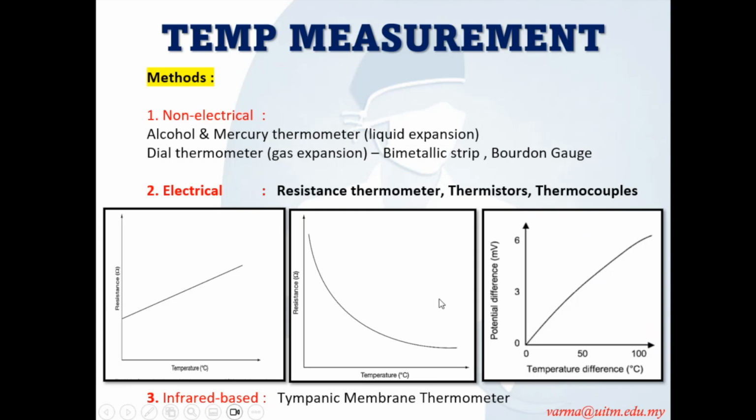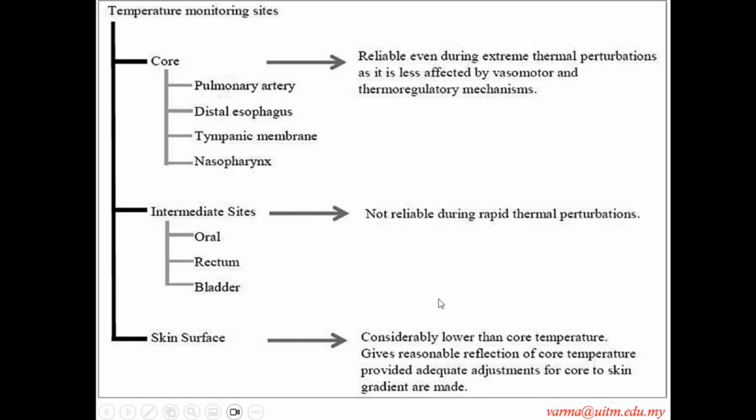A few examples of temperature monitoring sites. Where the core temperature is being monitored, the best is the pulmonary artery, by putting in a pulmonary artery catheter. Distal esophagus is okay; we can put a temperature probe in with a distal esophageal probe as well. Then the tympanic membrane is the one that we usually use, or we put in a nasopharyngeal probe, which we insert in our OT setting as well. These all measure core temperature.